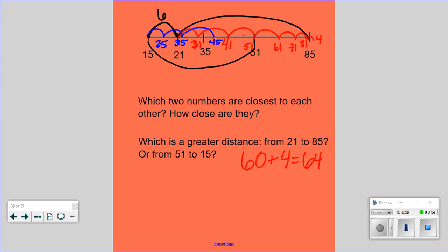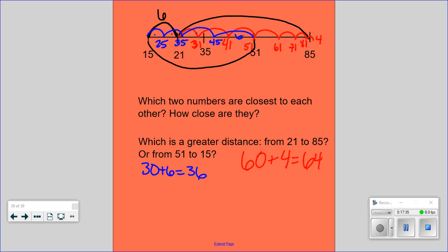So I need to count on from 45 to 51. Emma, how much is that? 6. So my last little jump is going to be worth 6. Now I need to go back and count my 10 jumps. 1, 2, 3. That's worth 30. Plus my leftover 6. 30 plus 6 equals how much? Adria? 36.